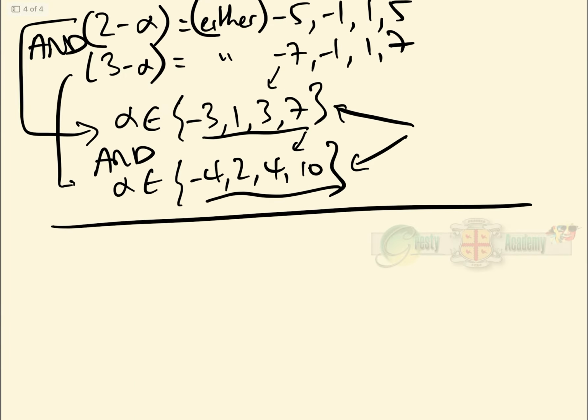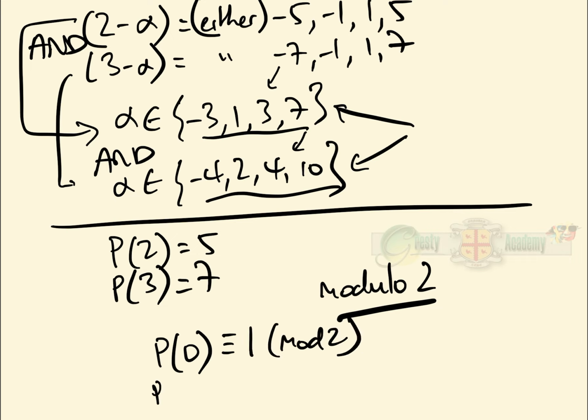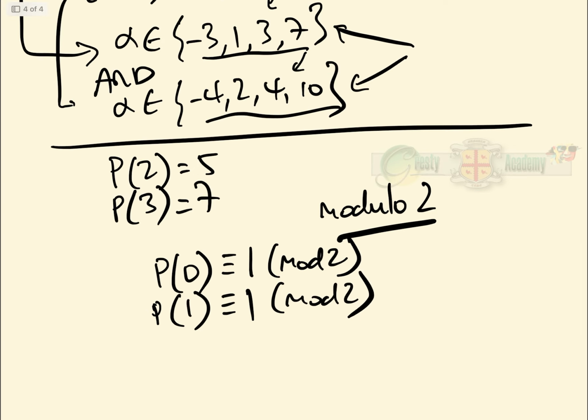Now method 2 is pretty clever. So let's have a look at method 2. Basically we have that p of 2 equals 5, and p of 3 equals 7. Now let's look modulo 2. 2 mod 2 is 0, so p of 0 is equal to 1 mod 2, and p of 3, well 3 is 1 mod 2, so p of 1 is equal to 1 mod 2. So whether we are looking at 0 or 1, they both come to 1 mod 2.